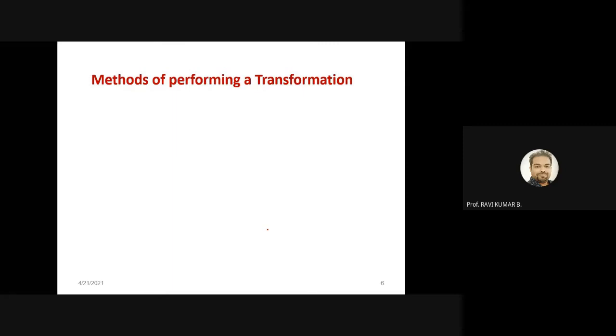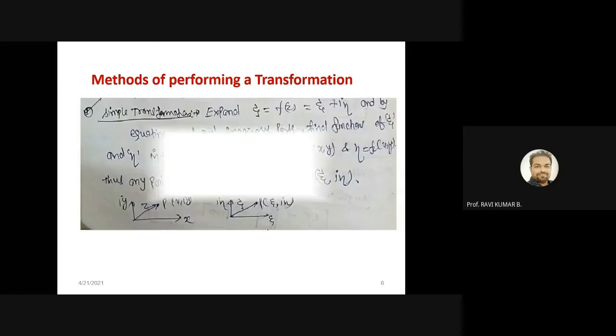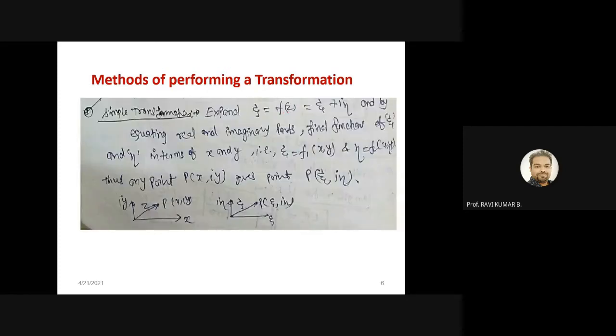Methods of performing transformation: how to carry out the transformation? There are basically three methods by which you can perform the transformation. One is the simplest one, that is called simple transformation. In simple transformation, as we know, zeta is equal to f(z), that is nothing but xi plus i eta, the transformed coordinates. If we equate this, taking the real and imaginary parts separately, we can write two equations out of this.